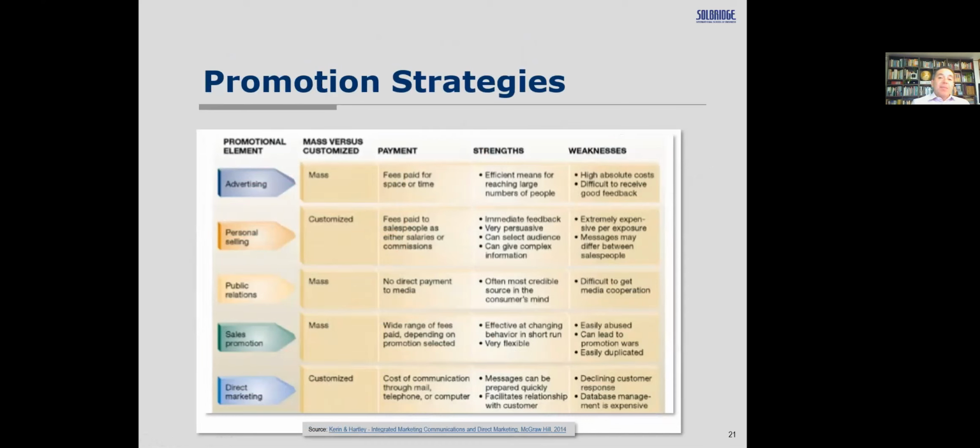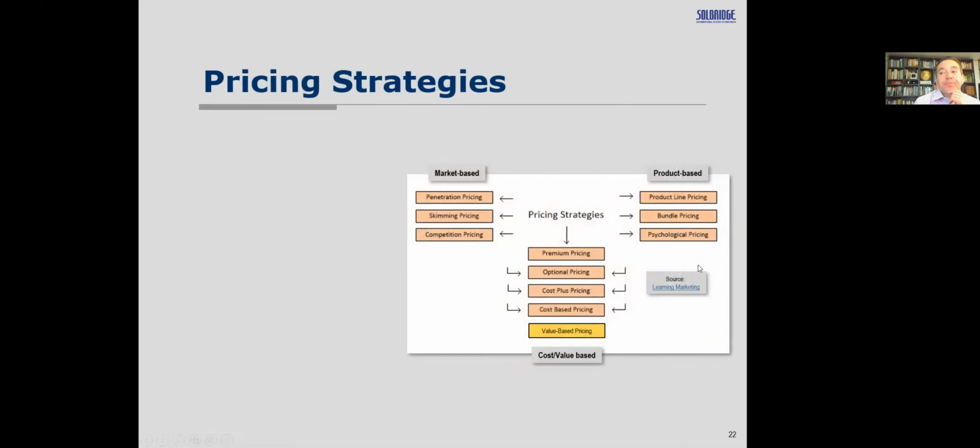The third P in marketing is promotion strategies. So we have different promotion strategies: advertising, personal selling, public relations, sales promotion, direct marketing. We will spend a whole lecture on different strategies for promotion. And so there are different aspects. Are these going to be mass versus customized? What are the payment aspects? What are the costs related? And what are the strengths and weaknesses of each of these types of strategies? And again, we will talk about this in more detail.